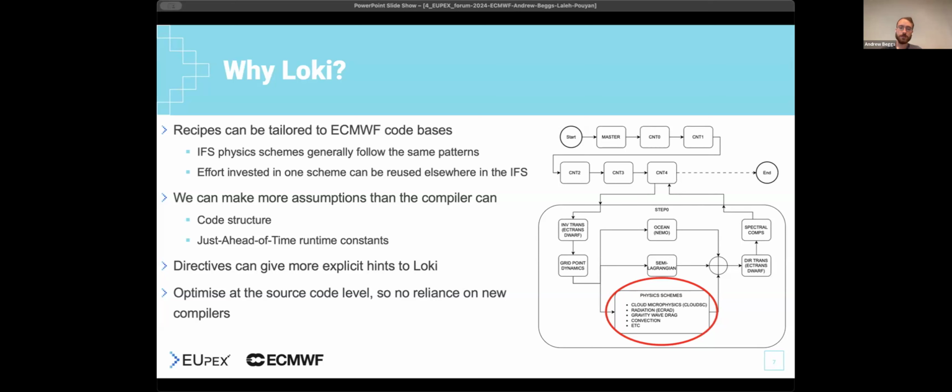We can also give directives to Loki. Just like you would with pragmas in a compiler, Loki supports that. So we can give real, explicit insights to Loki through these hints. And Loki is also working at a source code level, so that we don't have to rely on new compilers. So for the Rio 1 chip, it doesn't matter what compiler suite it's using, it doesn't matter what state it's in, because we just don't work at that level. We're above it with the source code.